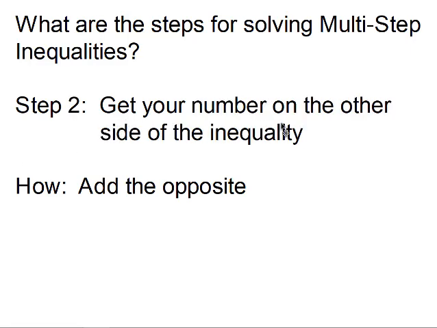Step number 2 is get your number on the other side of the inequality. And again, how do I do that? I add the opposite. So both of those two steps are exactly the same as equations, not anything different. The only thing I could throw in that might be different would be parentheses, where you have to use the distributive property first before you start moving things around.